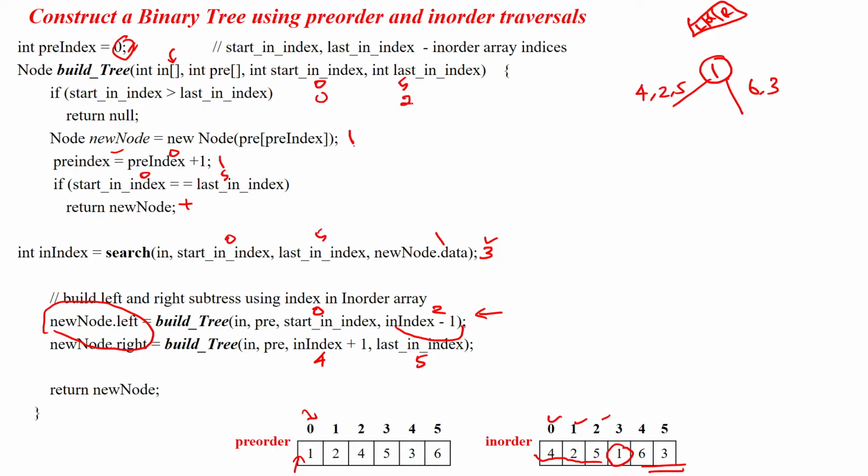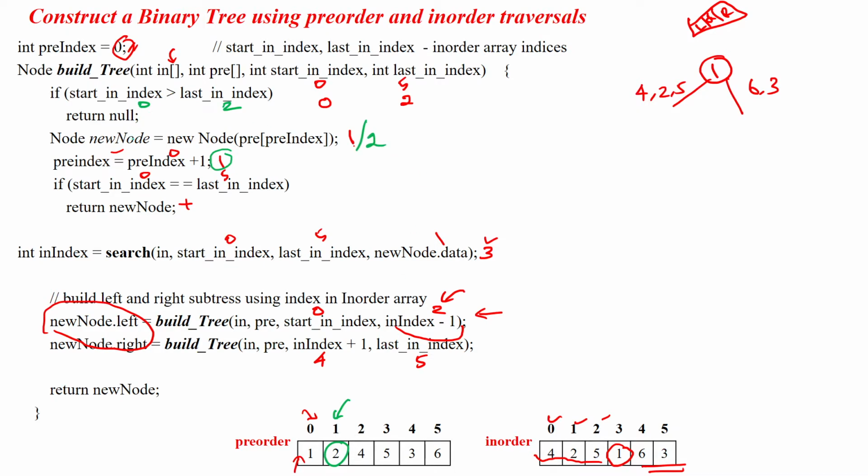Then the last index, here we are passing as 2. So now in this first recursion, we are checking whether start index 0 is greater than last index 2, which is false, so it is not executing. Now the pre-index is already incremented, so pre-index of 1 is this one, and the value is 2. So now 2 is the new node.